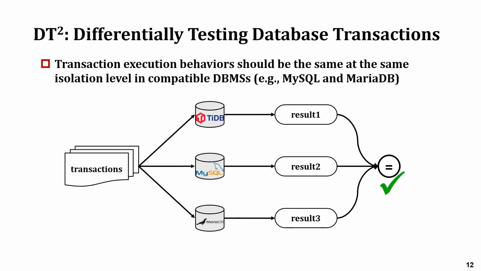Our key observation is that transaction execution behaviors should be the same at the same isolation level in compatible DBMS. Inspired by this observation, we propose DT-square, a general transaction testing approach leveraging differential testing for automatically testing transaction implementations in DBMS.